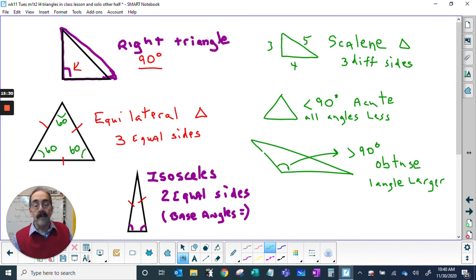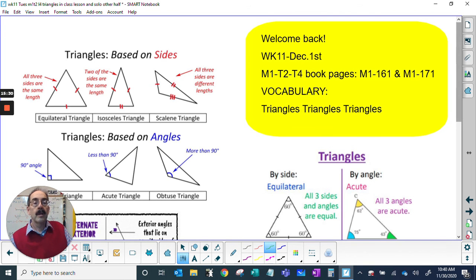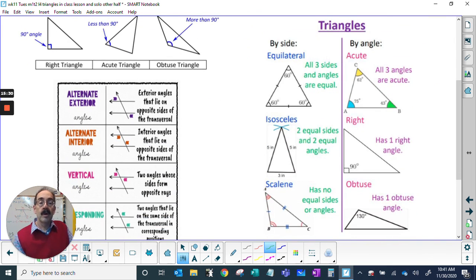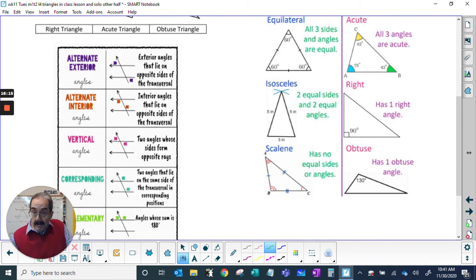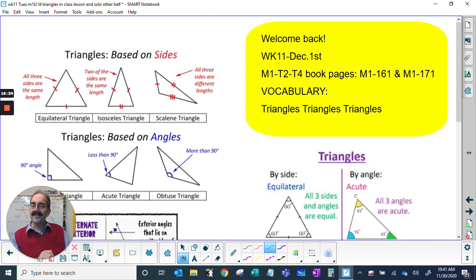Now you can pause the video and copy this. I want you to actually see the formal chart, and it's on the back. Equilateral, isosceles, scalene, right, acute, obtuse, and then here it's more in color. I kind of like this one better. This is the vocabulary that I'm going to start to use more and more as we head toward the winter holidays. All right? So, next, solo activity. See you in a minute.